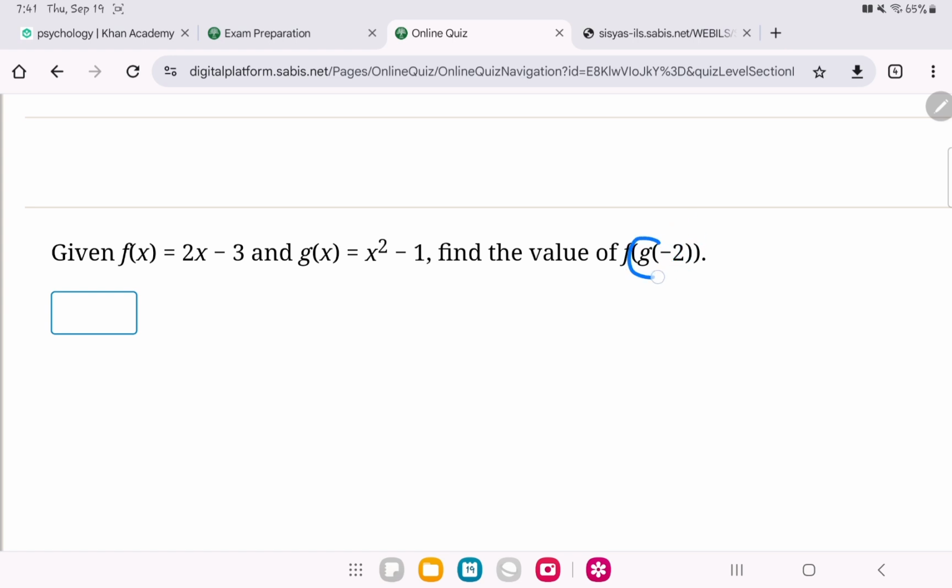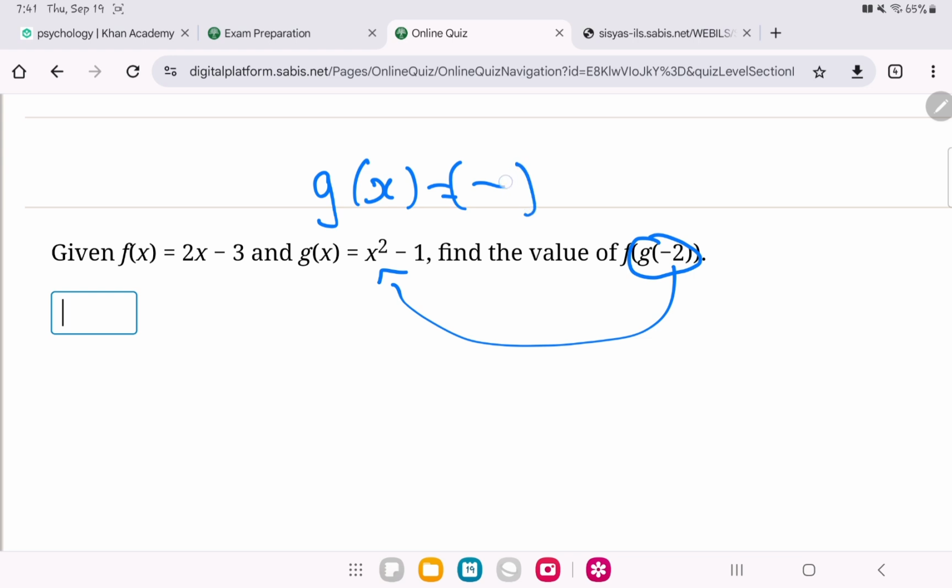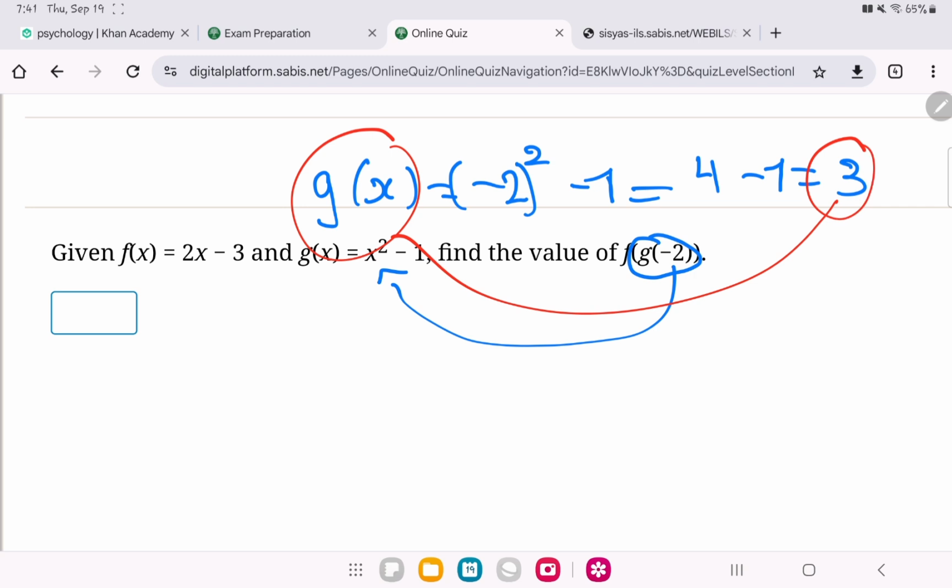You have g. You substitute the x with minus 2. So g(x) is equal to (minus 2) to the power of 2 minus 1. So it will give us 4 minus 1, which is 3. So we can take it that g(x) is equal to 3.